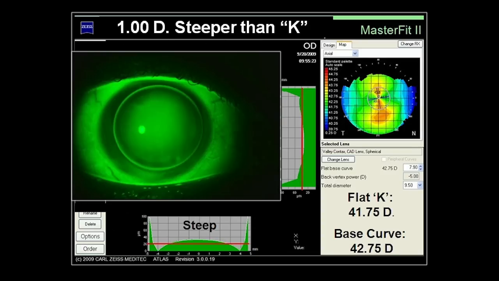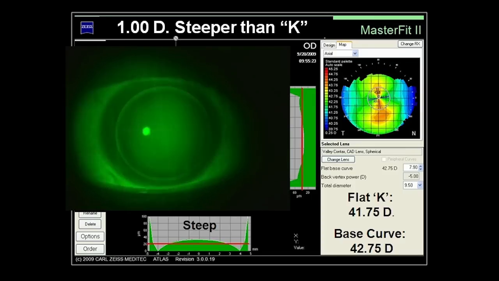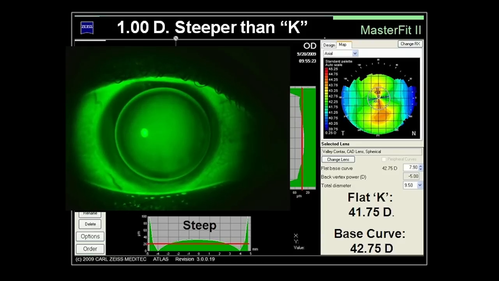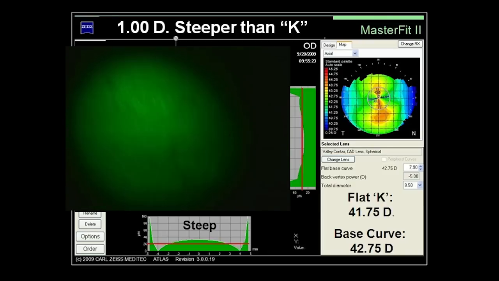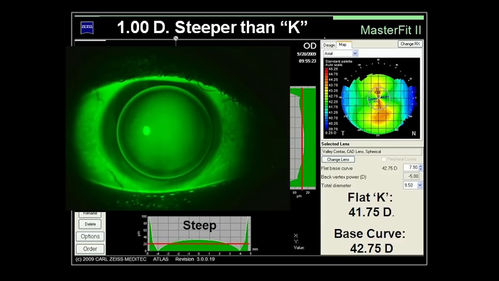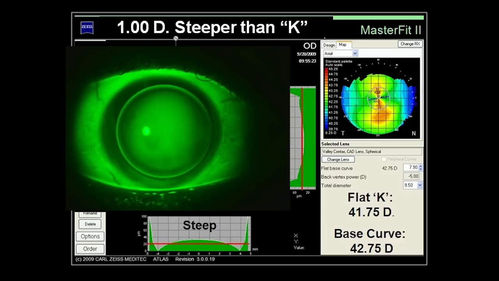And when we look at this 1 diopter steeper than K lens on eye, you can see that there's a significant amount of pooling in the center of this contact lens. So let's run this video and see what happens. Now the lens is still picked up, but drops pretty rapidly into place. That's because of the impingement up here above. We've got a little more impingement than we had at a half a diopter steeper than K.